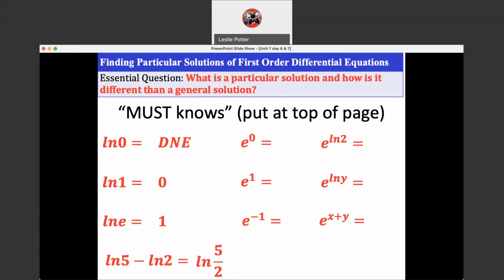Okay, let's talk about the differences. When we have the natural log of a number minus the natural log of a number, we can write that as a quotient. This is also super important, especially on multiple choice, because you'll never see an answer in this form. You'll see an answer in this form.